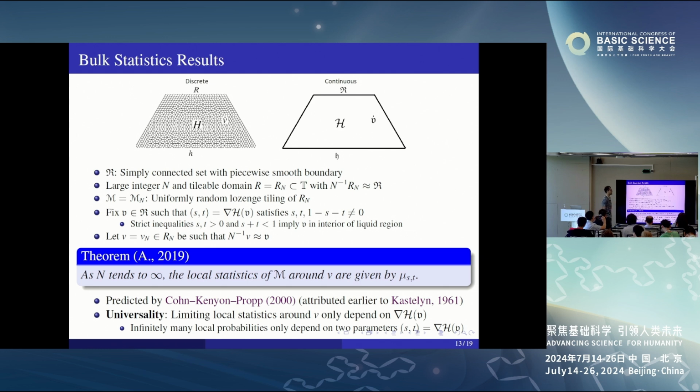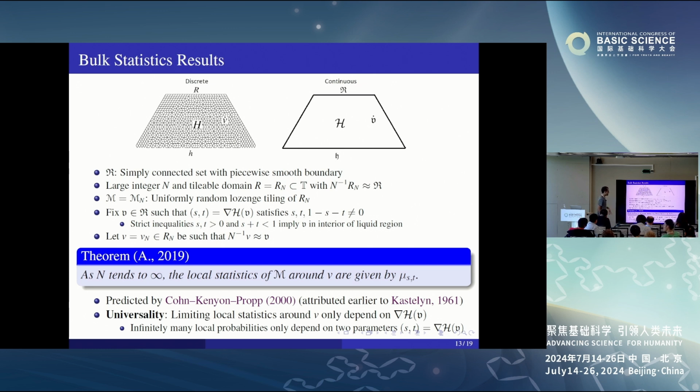So we'll let 𝔑 be a simply connected set with piecewise smooth boundary. Again, you can think of a trapezoid or any kind of complicated domain you like. Again, these conditions of simply connected and piecewise smooth can be relaxed, but let me not try to optimize this any further. We'll again fix a large integer n, which you should think of as the diameter of the tileable domain, and we'll let R_n be some tileable domain that's approximately an n-fold scale of this 𝔑. We'll let M_n denote a uniformly random lozenge tiling of this domain. So here is one realization of M_n.